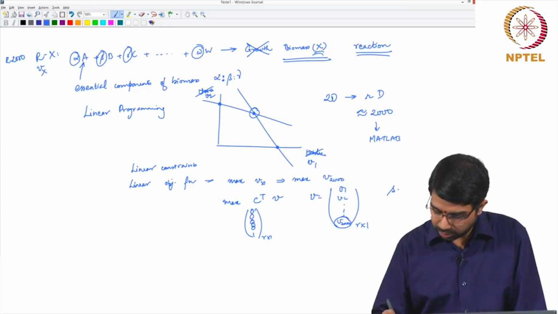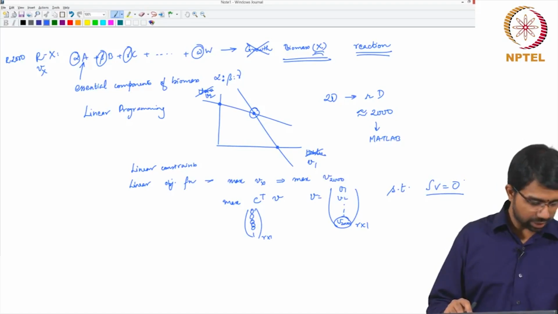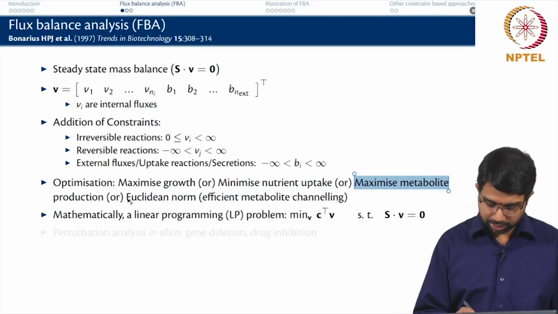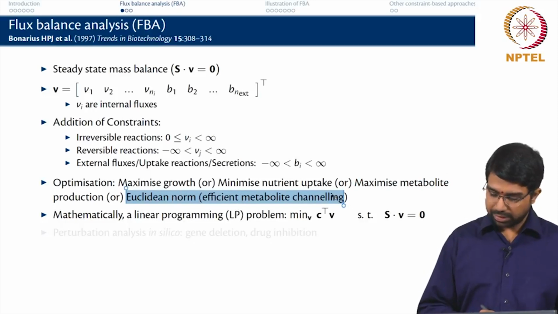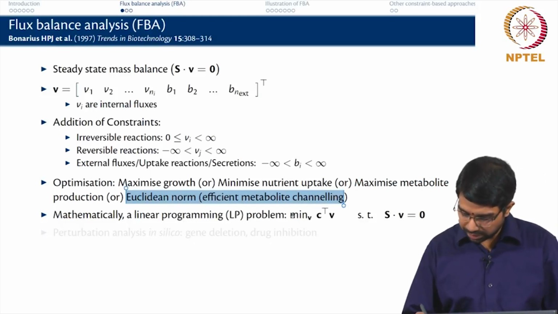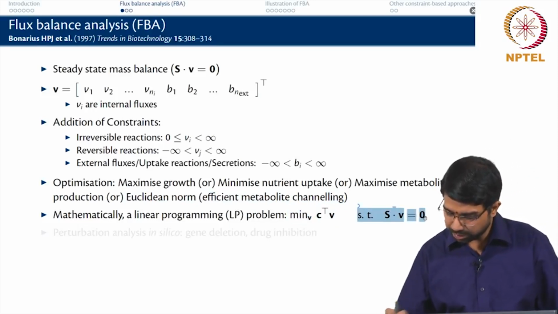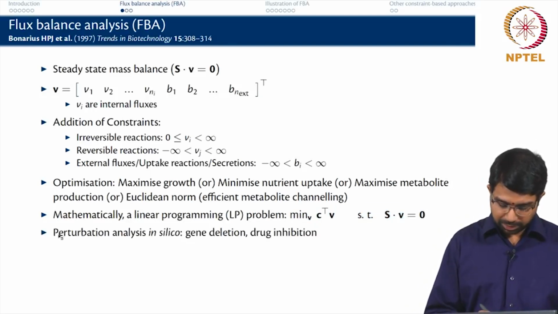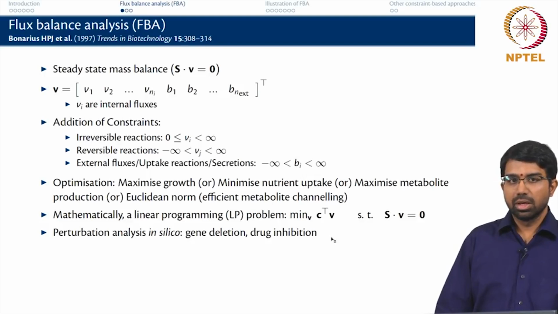right, subject to linear constraints of SV equals 0. You can have different objective functions like minimize nutrient uptake or maximize metabolite production or efficient metabolite channeling and so on. We will look at these a little later, but you basically minimize or maximize some linear combination of the fluxes subject to your stoichiometric mass balance constraints, right. And you can also do perturbation analysis, in silico gene deletion, drug inhibition, and so forth. We will see what these are in a later class.